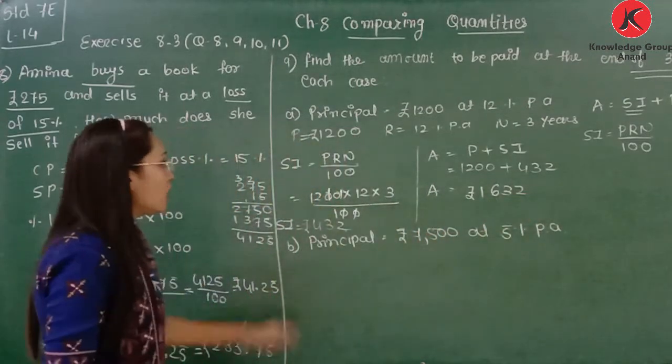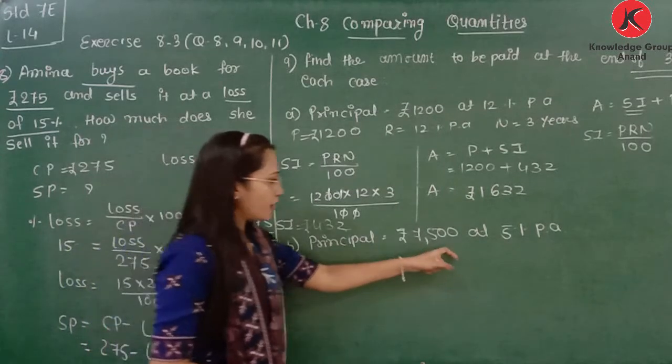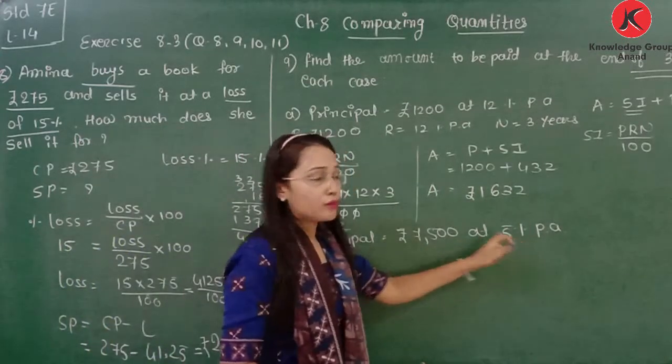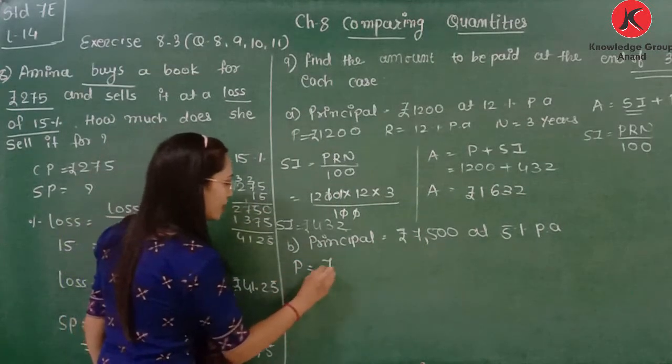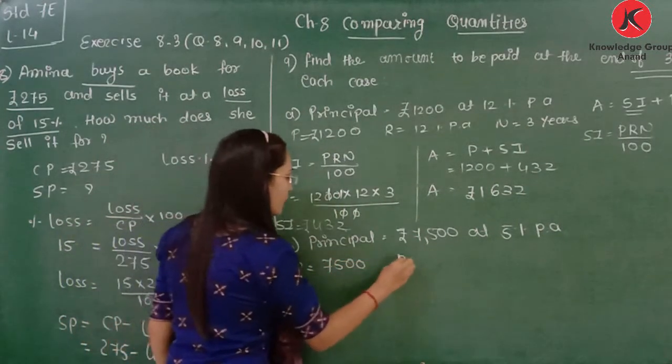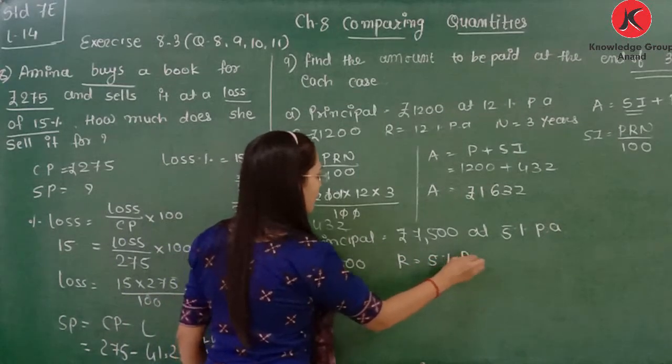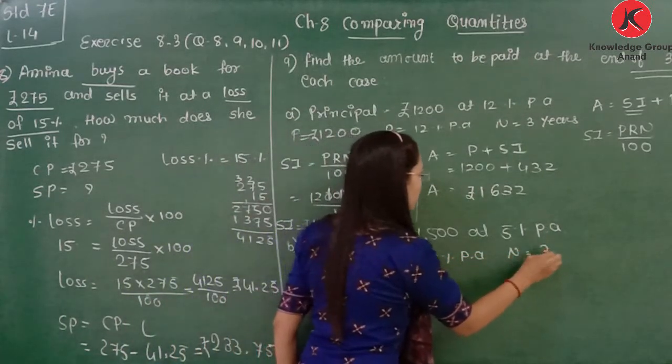Now next one, principal is 7500 and 5% per annum. Time period is the same, it is 3 years. So we can write P, that is 7500. Rate of interest is 5% per annum and N is 3 years.